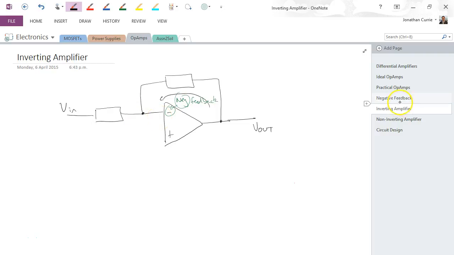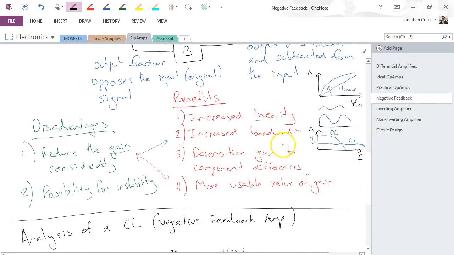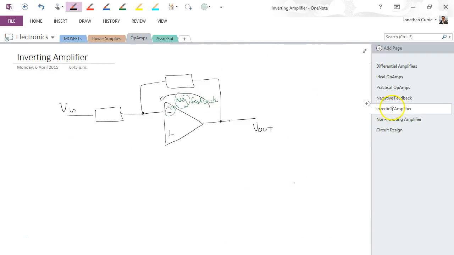So we get all those benefits that we saw from negative feedback: increased linearity, increased bandwidth and so forth. And we are going to ground our non-inverting terminal here. You don't have to, but this is the normal configuration for an inverting amplifier. These two resistors I normally call RF, the resistor in the feedback network, basically the circuit between the output and the input in that feedback path, and then RI for the input resistance.